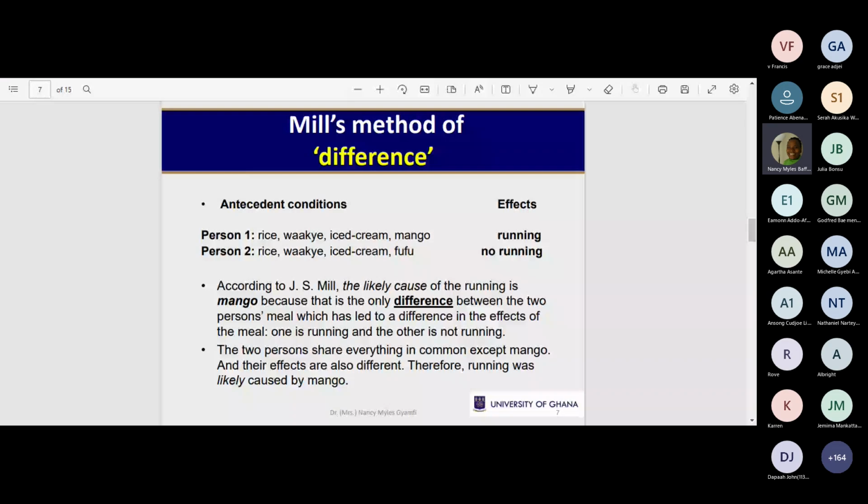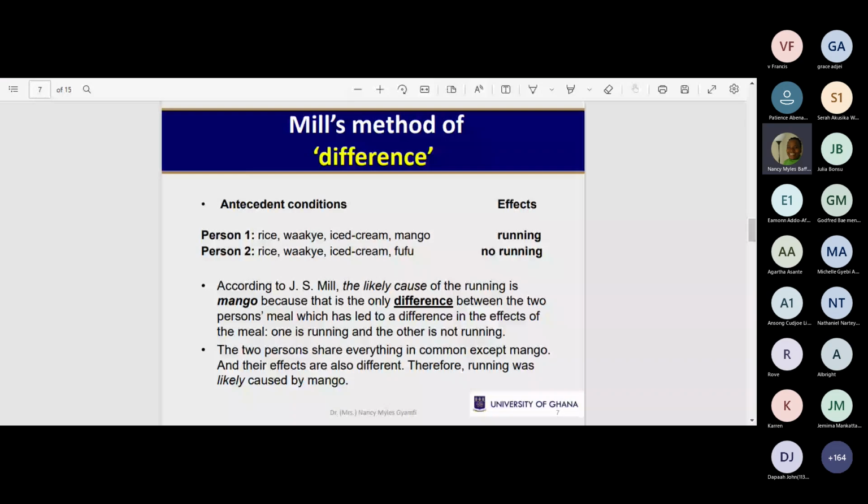When they went back into the hotel room, the mango sister is running. The fufu brother is not running. You are looking for what is causing the running. So if we took the same combinations of meals except one, the question is what is different in the two antecedent conditions? That's why it's called the method of difference.